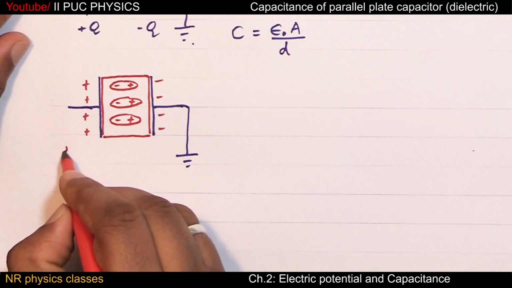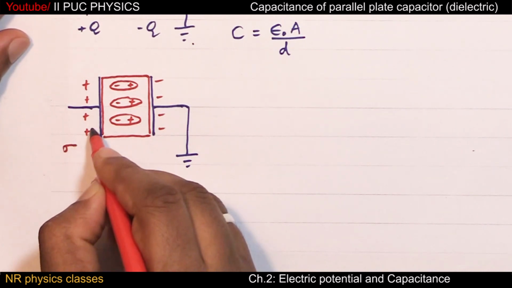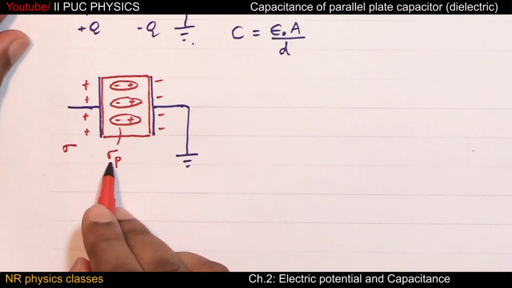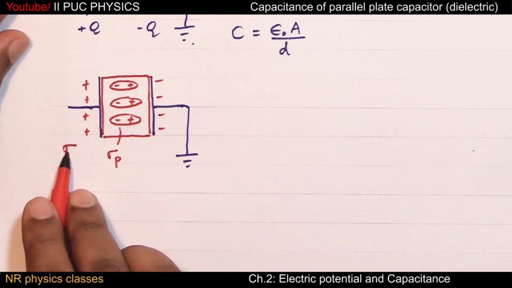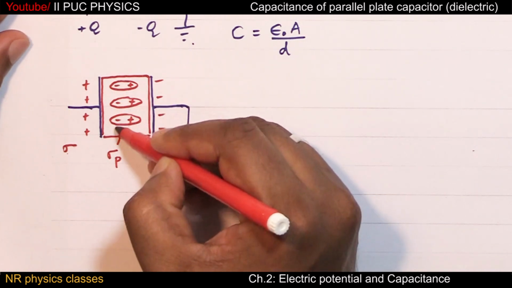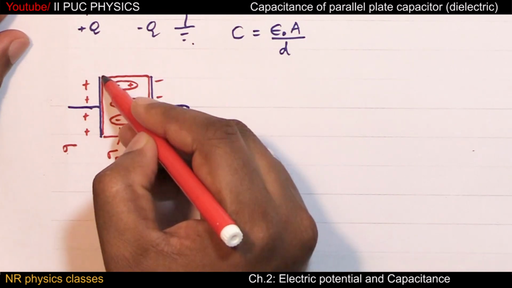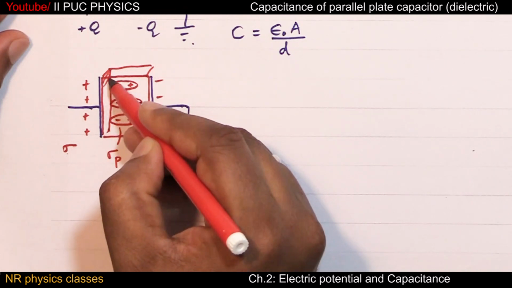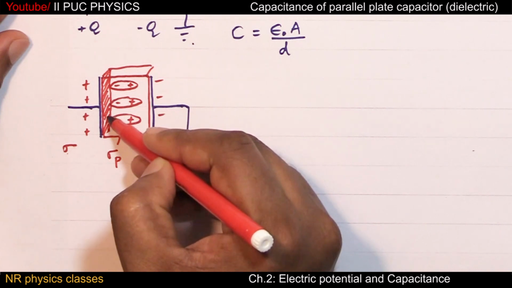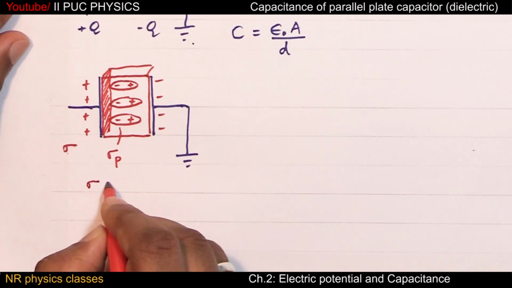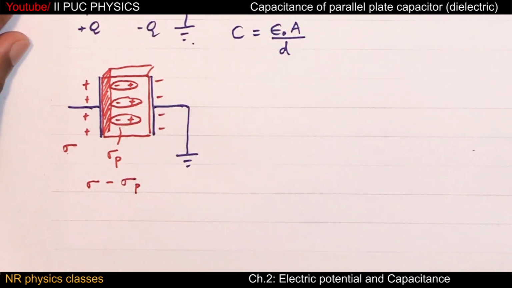If sigma is surface charge density on the plate, then sigma p is the polarized charge density. Sigma is applied charge by area. Sigma p is this polarized charge density. If it's a rectangle like this, try to visualize, then area of this plate matters. Charge on this by area of this, that is sigma p. So what is the net effect? Sigma minus sigma p. So net charge density is sigma minus sigma p.